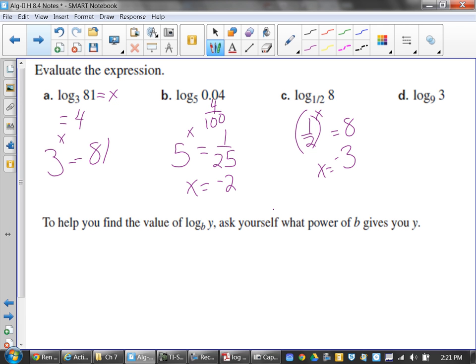And then lastly, 9 to what power is 3? 9 to the 1/2 is 3, because the 1/2 power means square root. Okay?